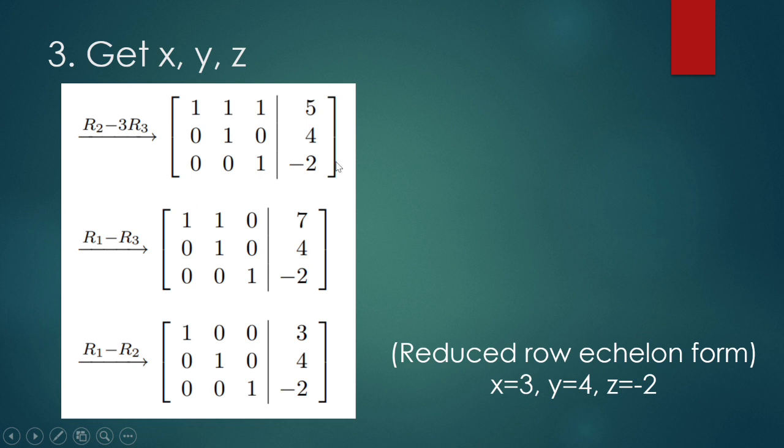Next, perform the row operations again to get 0 for this value. So it is r2 minus 3r3. And for this value also, r1 minus r3. And for this value. So now we get what we call the reduced row echelon form. So when your matrix is in this form, we can obtain the values of x, y, z, which are 3, 4 and negative 2.